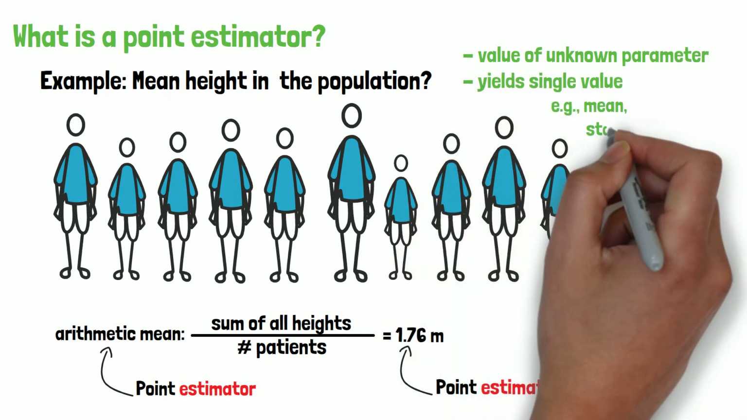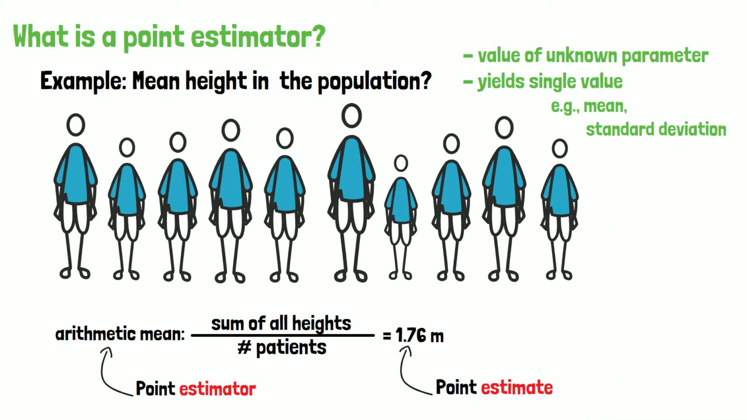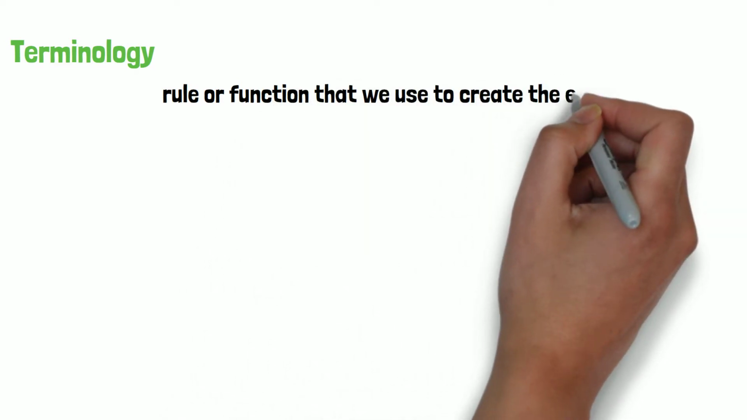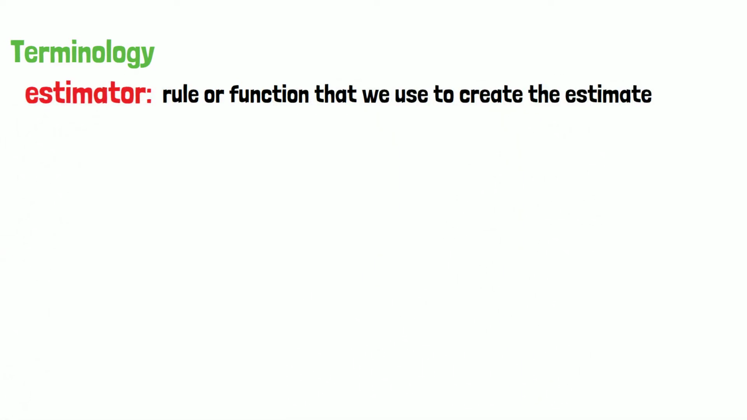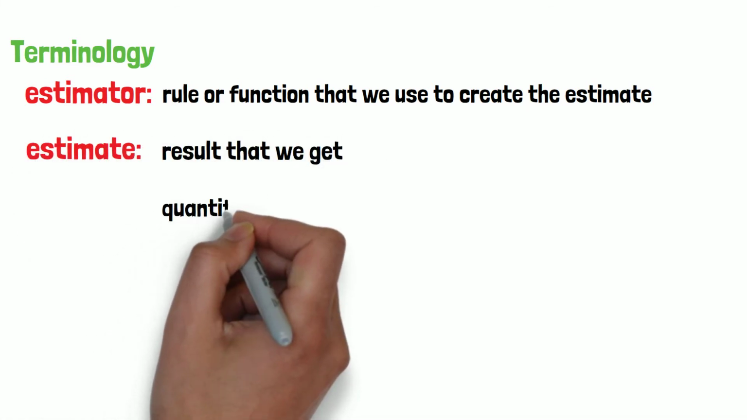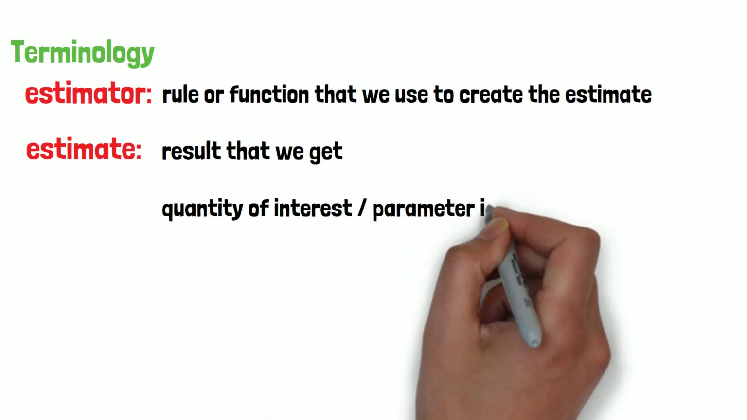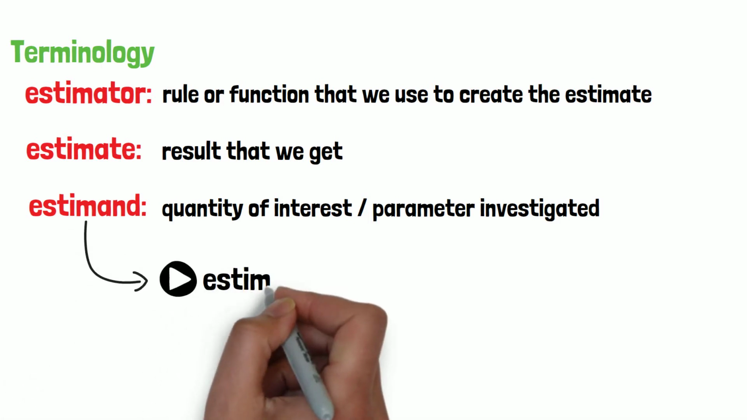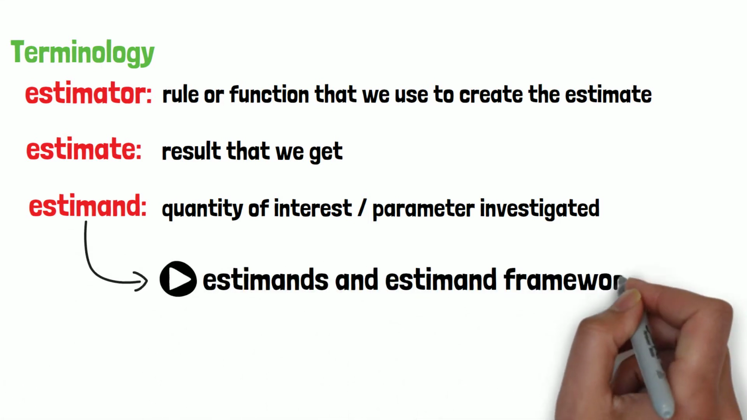As another example, the standard deviation can be mentioned here. So let's define the terminology. The rule or function that we use to create the estimate is the estimator. Therefore, the result that we get is the estimate. It is based on a given quantity based on observed data. The quantity of interest, or you could also say the parameter investigated, is called estimand. An estimand has several characteristics that are describing exactly the aim of the estimation. We will talk in more detail about estimands and estimand frameworks in another video.